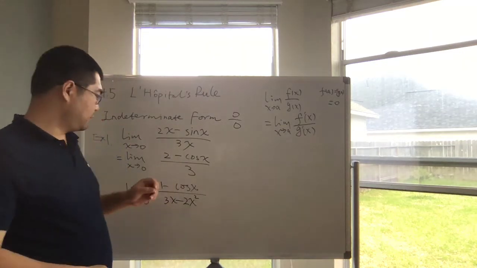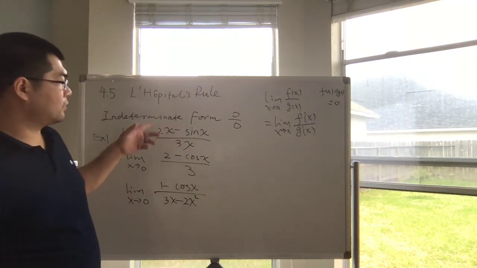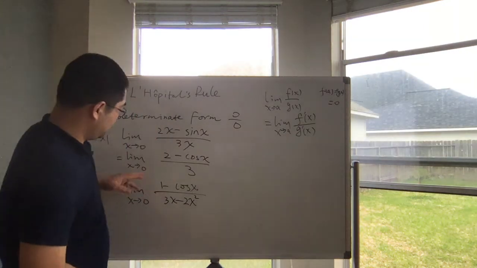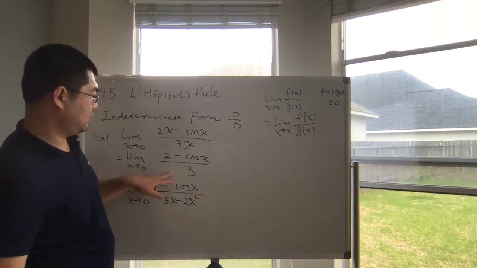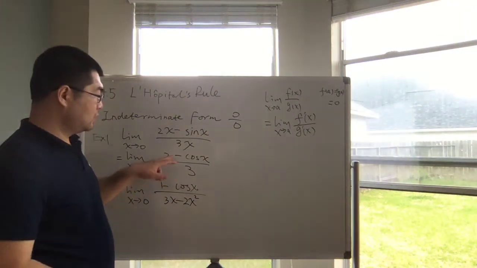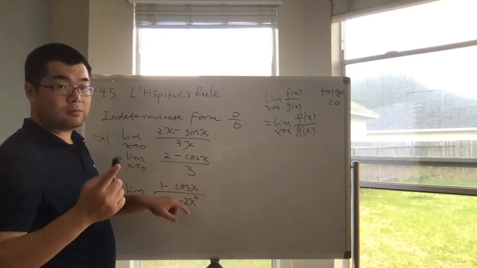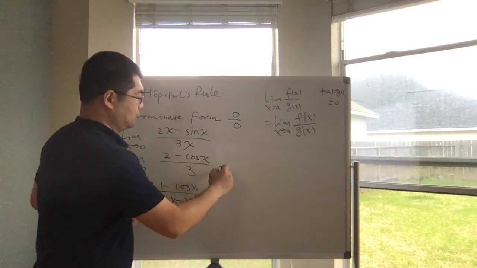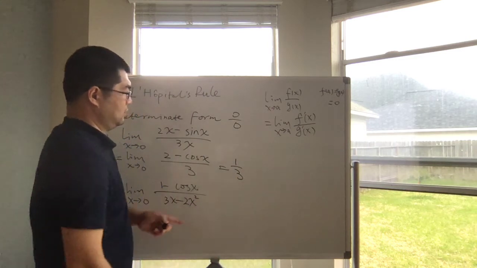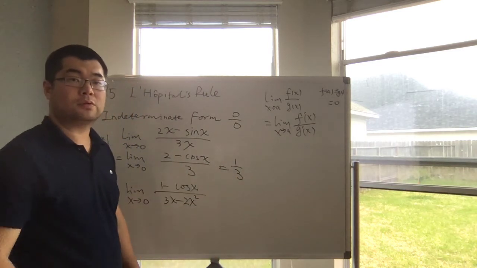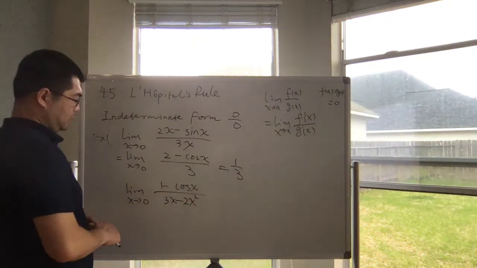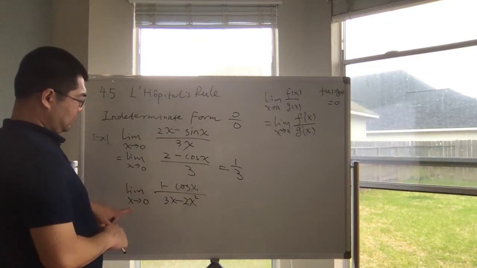For example, after applying the L'Hopital rule once, this is what we have. And if we evaluate this limit, in fact, this one works. You're going to have 2 minus cosine 0, which is 1. So 2 minus 1 is 1, over 3. So we're done. The limit equals 1 over 3. It's very, very easy to work with. And let's look at another one.